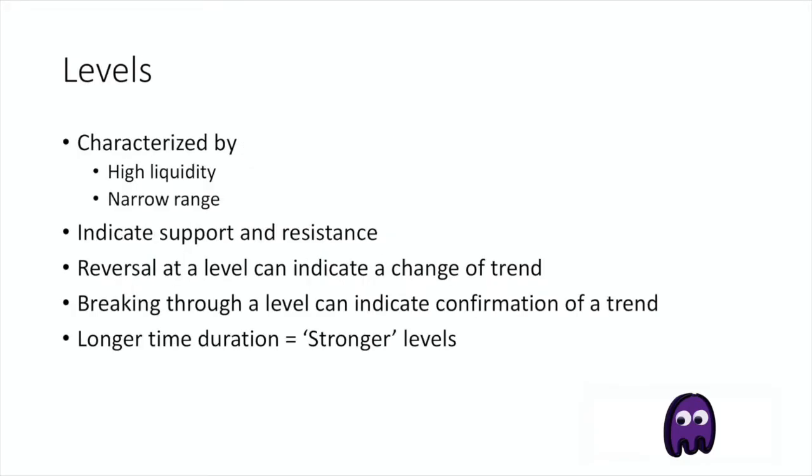Levels. Levels are characterized by high liquidity and a narrow range. We remember from Technicals 100 that the more throughput we have at a certain level, we have a concentration of liquidity at that level and a draw from the upper and lower boundaries. These form vacuum zones. Levels indicate support and resistance. A reversal at a level can indicate a change of trend. However, breaking through a level can indicate a confirmation of a trend. The longer the time duration of that level, the greater the strength of the level.